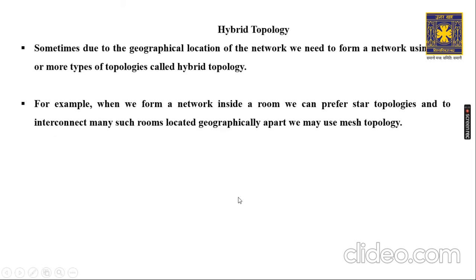There is another topology that is called hybrid topology. Because of some geographical constraints, we may need to form a network having different types of topologies, and that is called hybrid topology. For forming a network inside a room, you can use tree topology, and to interconnect many such rooms located geographically apart, you can use mesh topology. So two topologies you are using here: one is tree, another is mesh. One inside a room, and one outside the room connecting different LANs, that is mesh topology.